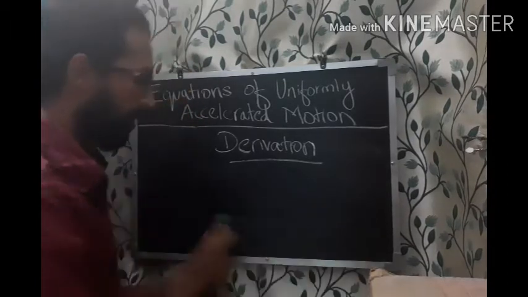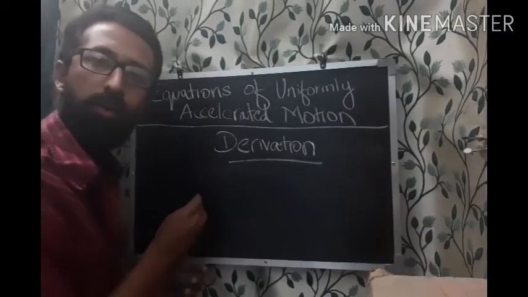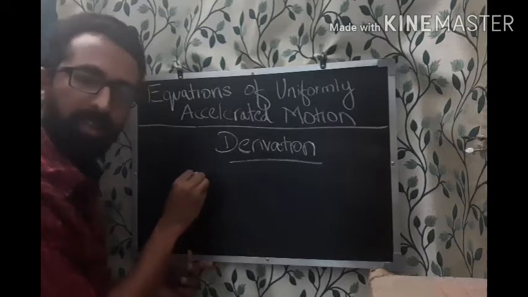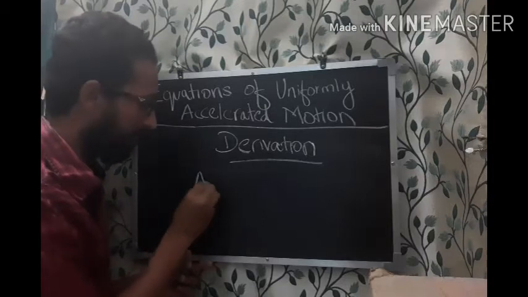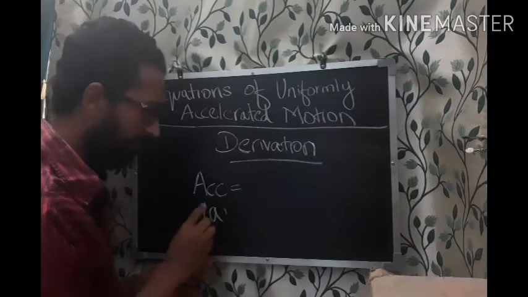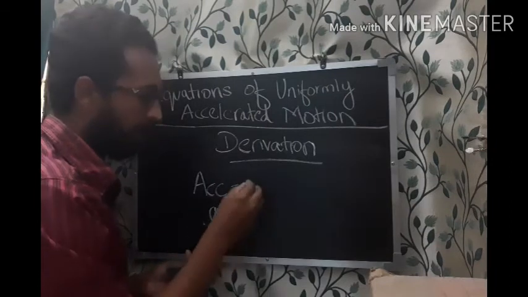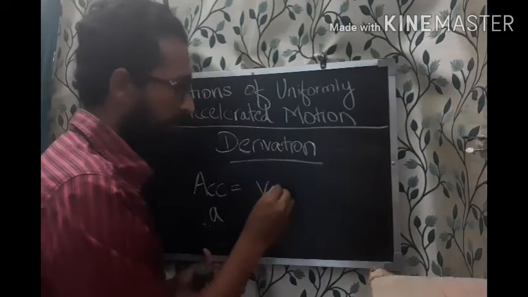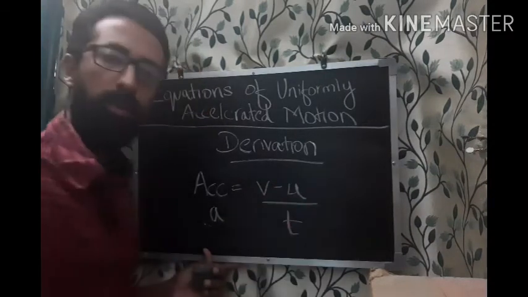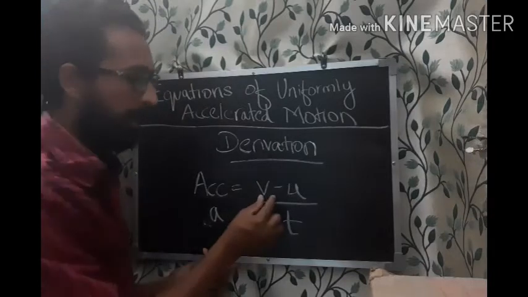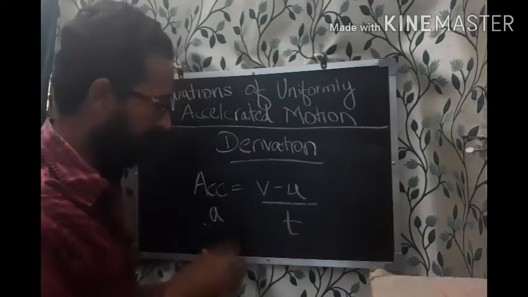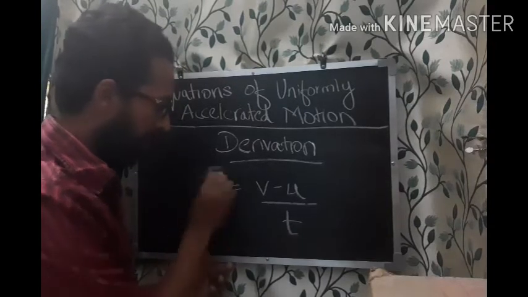After that we will write how the equation could be derived. So acceleration, we had learned about the formula of acceleration. Acceleration, that is a, is equal to v minus u upon t. Final minus initial upon the time taken. So this is acceleration, or a.